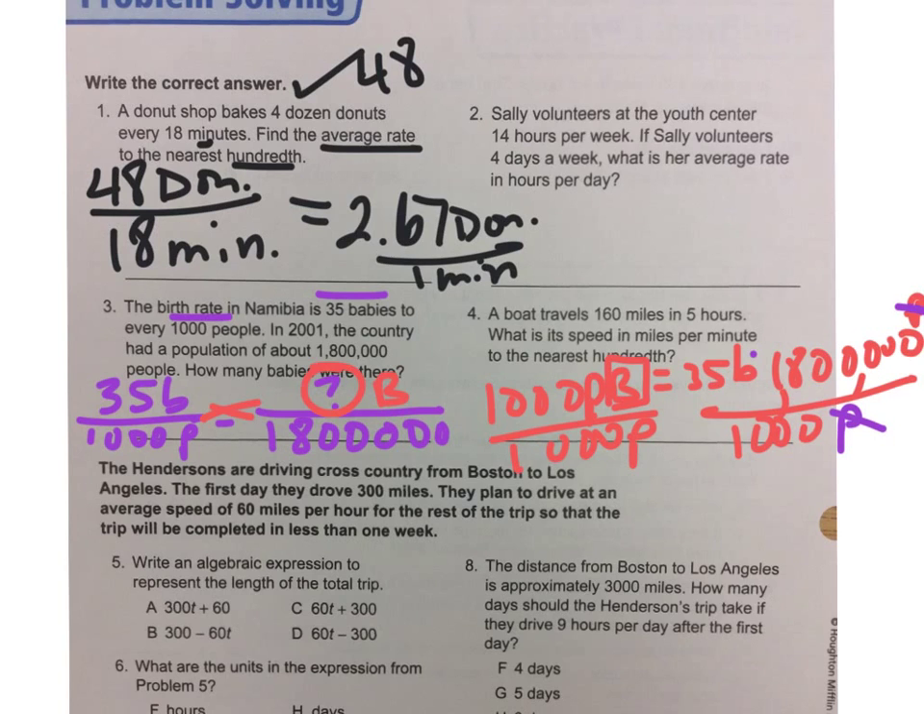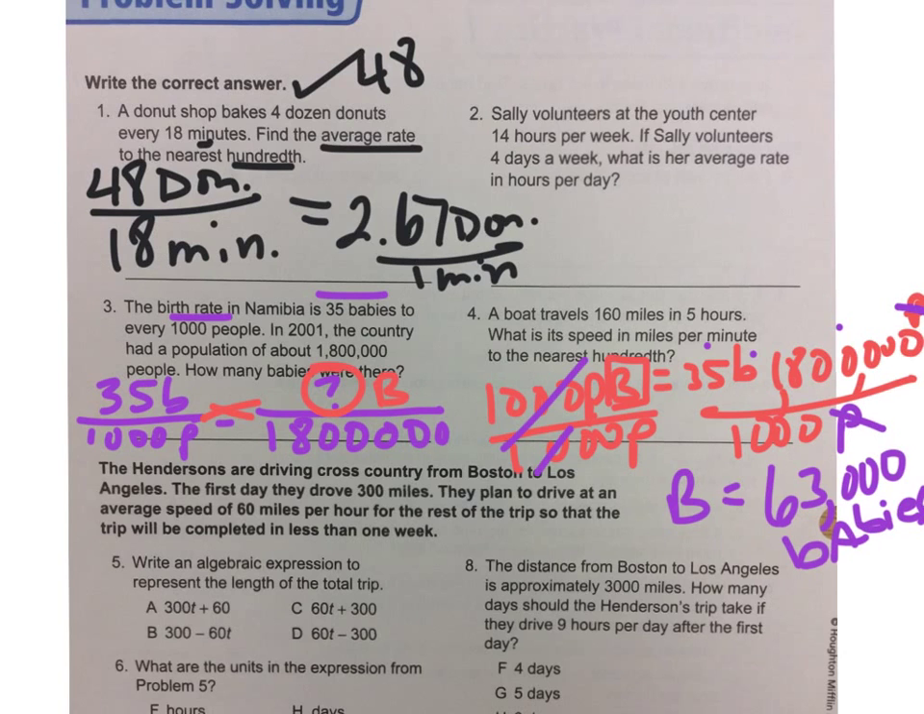So let's try that with a calculator. When I do all that mathematics, this 1,000 cancels out, and I'm left with just B for babies. When I multiply 35 times 1,800,000 and then divide by 1,000, I end up getting 63,000 babies. Go ahead and remember to put your words with it.